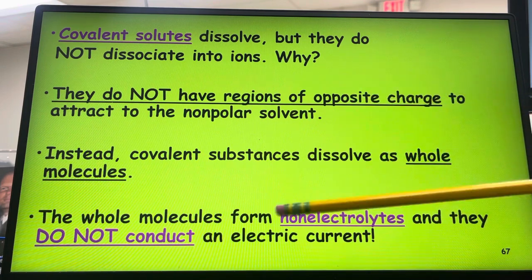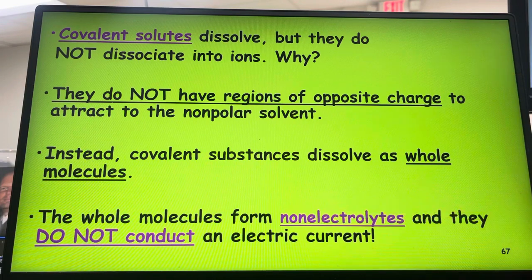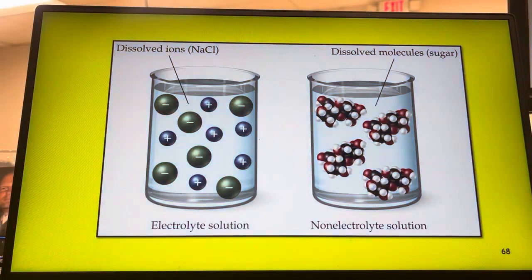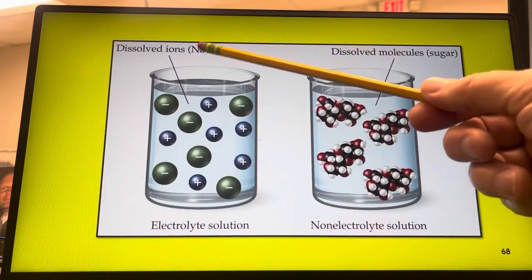Oh, thank God. Okay, so the whole molecules form non-electrolytes, and they do not conduct electric current. So if I had pure water in a bathtub, and I mixed a bunch of salt in, and I dropped a toaster in there, I'm going to get electrocuted. But if I had a whole pure water tub and I dissolved a whole bunch of sugar in there to make sugar water, and I dropped a toaster in there, I would not get electrocuted because covalent molecules will not conduct electric current.